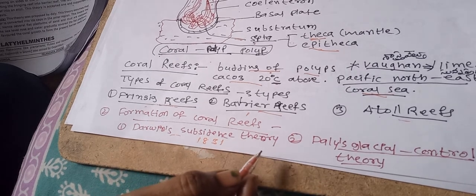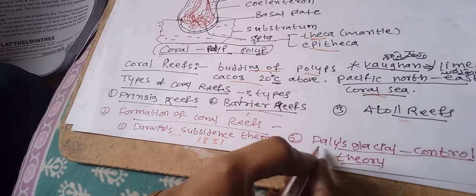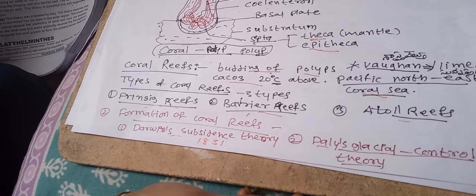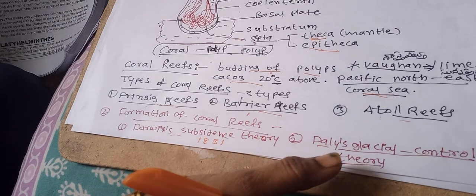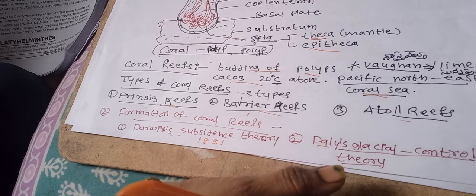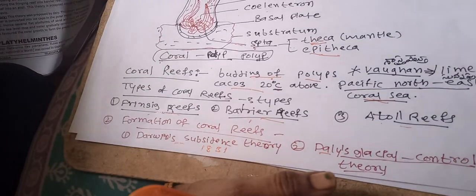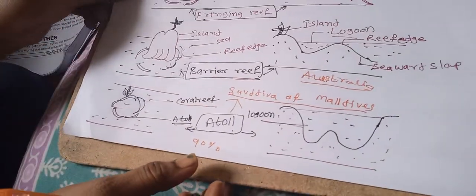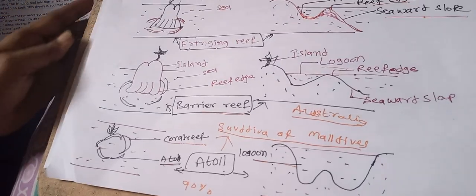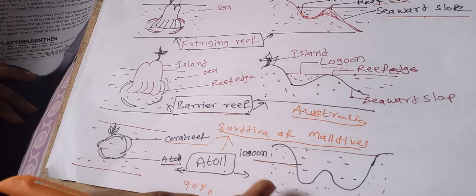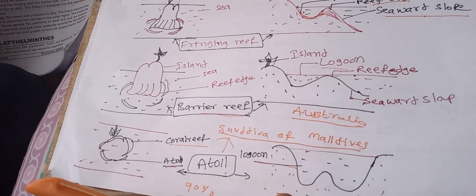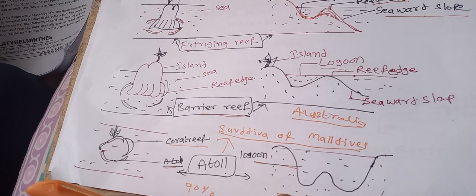Okay. Second one is Daly's glacial control theory. This theory was proposed by Daly. This theory assumed that during the glacial period, sea water was converted into ice caps in the polar regions. Okay. This lowered the sea level by about 150 feet.